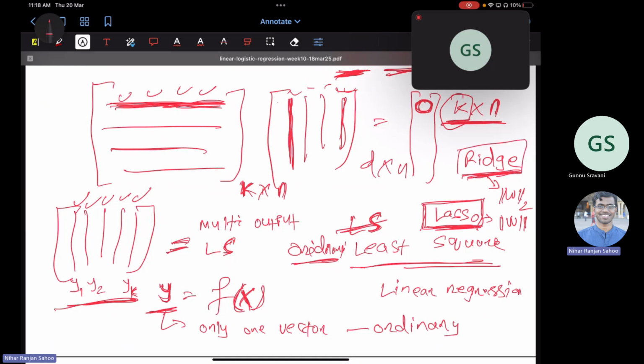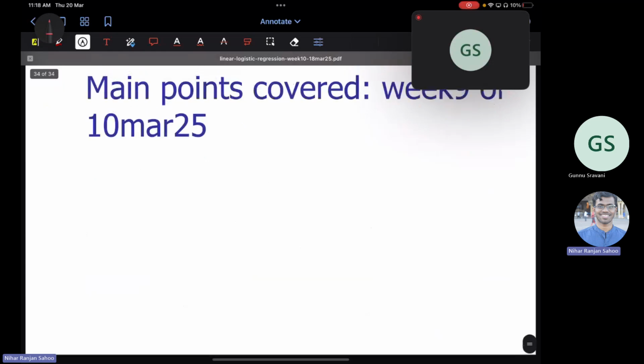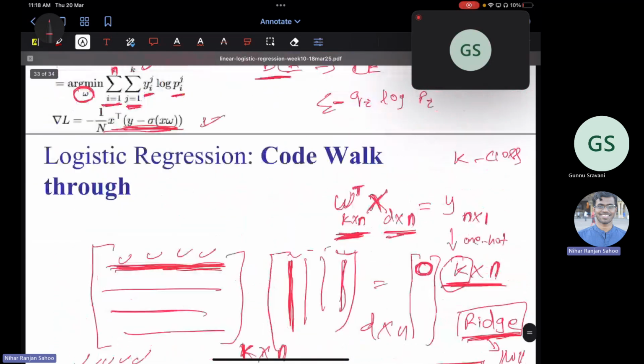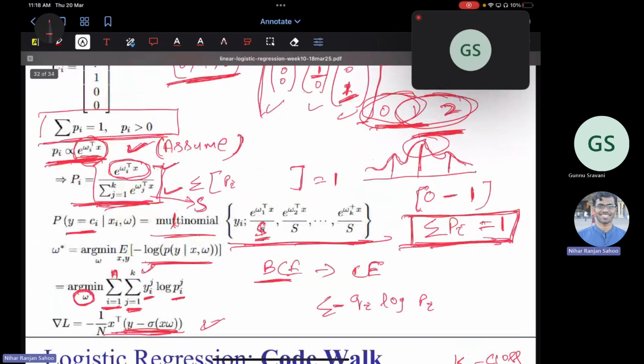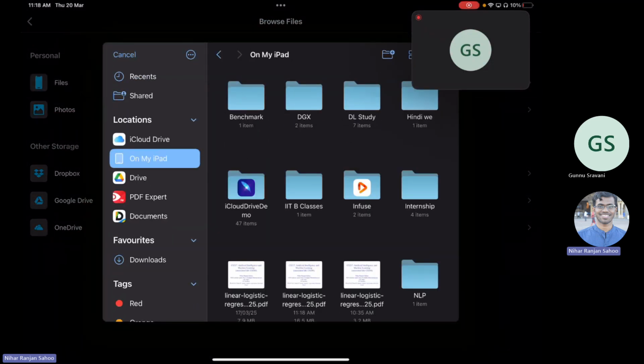Right, so these are some other important variants I want you to know. Anyway, when you go to higher classes, you will know the different variations of linear regression and logistic regression. Okay, so that's all about linear regression and logistic regression.